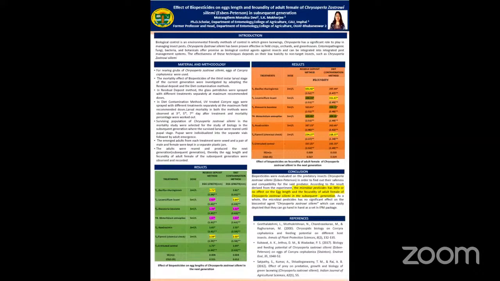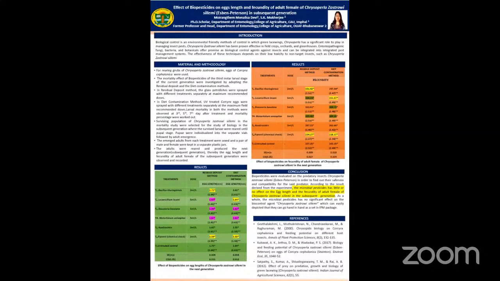So the surviving population of Chrysoperla zastrowi sillemi in the mortality study was selected for the study of biology in the subsequent generation, where the surviving larvae were reared until the pupal stage, and then the pupae were individualized into separate vials, followed by adult emergence. After that, the emerged adults were paired as male and female and kept in separate plastic jars.